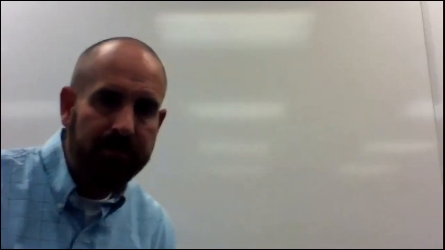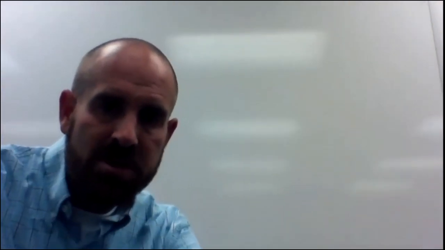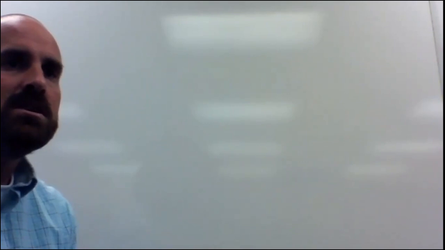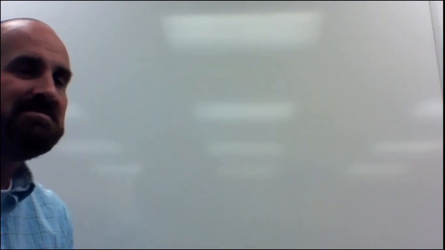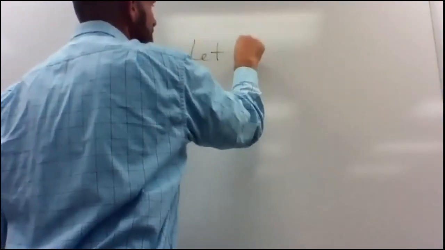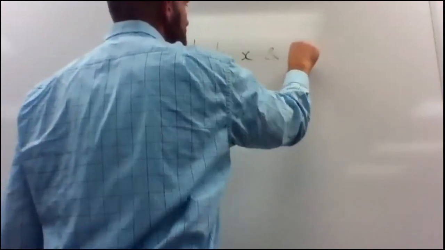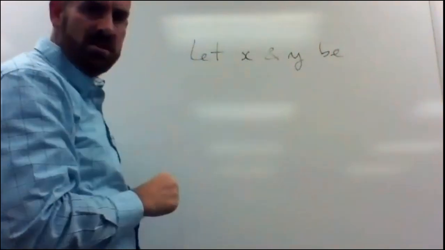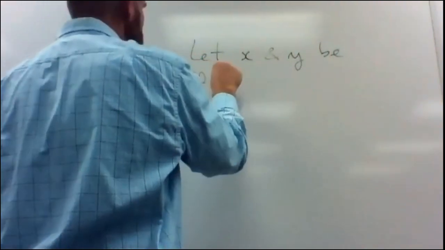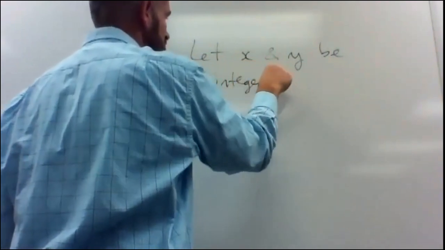Okay, so let's do this. I'm going to ask for a little bit of input here. What are you guys thinking? The sum of two odd integers is even. How do we start this thing? You start with a couple of arbitrary odd integers. Is that what you're saying? Yeah? Okay. So let x and y be odd integers.